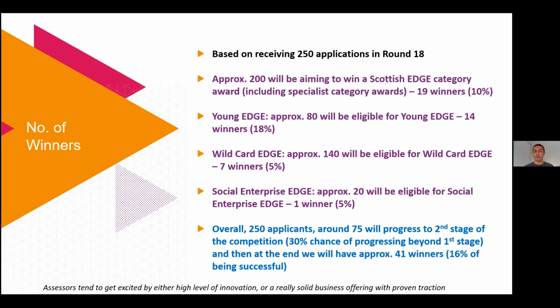So if you're eligible for Young Edge coming in, you know that you'll have about an 18% chance of success at Scottish Edge. Then you've got Wildcard, which is always seen as our toughest category. It's the early stage applicants, but it's the one with the toughest chance of success. We reckon that around 140 of our applicants will be pre-trading when they apply for Scottish Edge in this round. That means we'll take probably 10 or 11 into the final, and we'll have 7 winners, which is about a 5% chance of success.